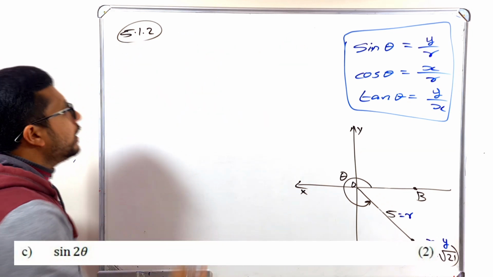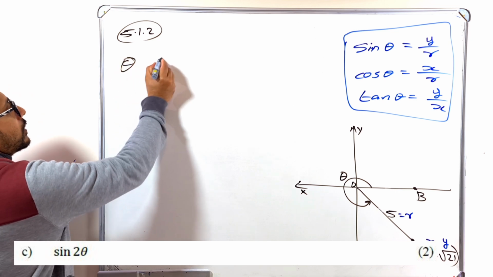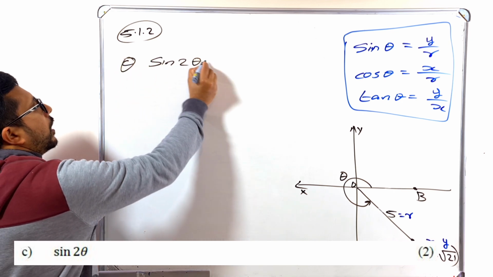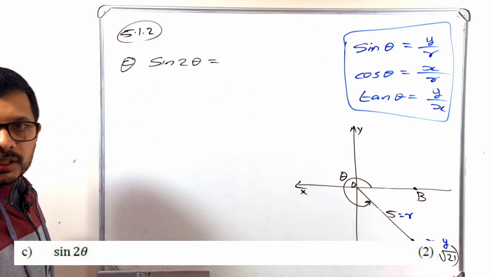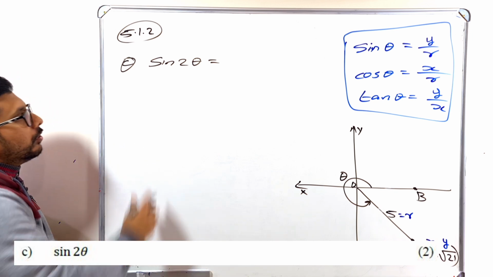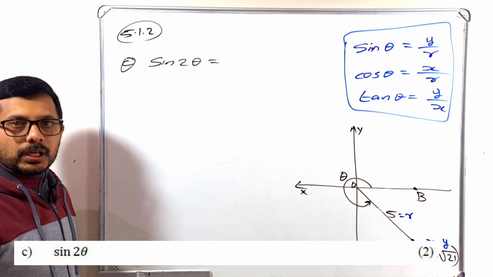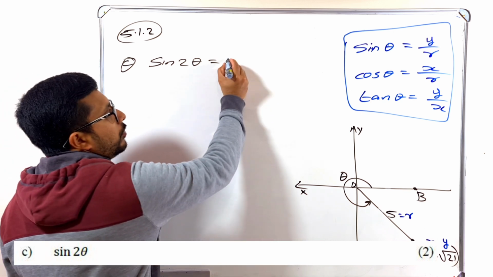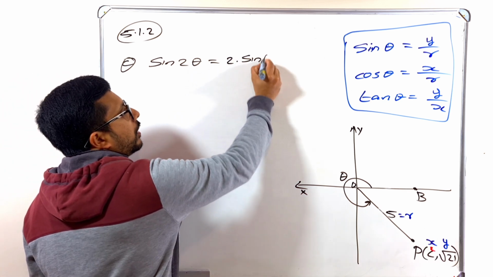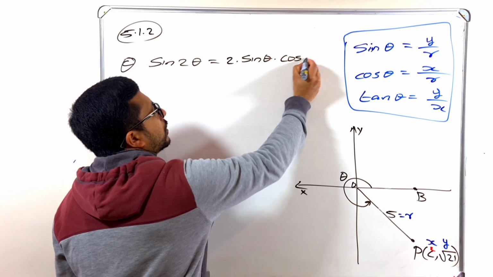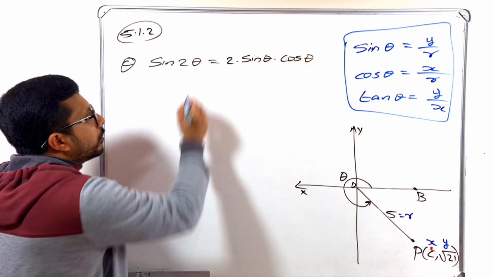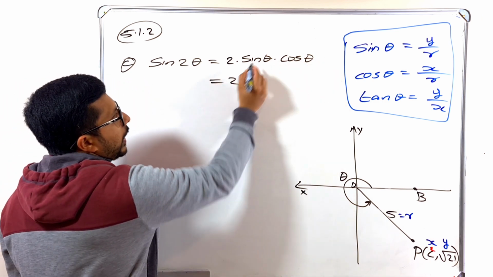Question C is sine 2 theta. What is sine 2 theta? That is the question. You know sine 2 theta is a double angle. We know the formula for sine 2 theta, the double angle. What is the formula? 2 into sine theta into cos theta.